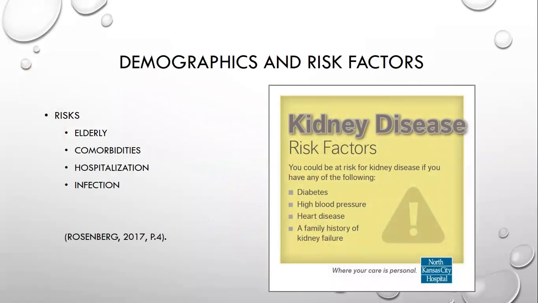Risk factors that are included for renal failure are the elderly, being hospitalized, comorbidities, and blockages in the blood vessels. The main comorbidities that put patients at risk for renal failure are heart disease, diabetes, hypertension, and any other type of renal conditions. Some of these conditions would include urinary tract obstruction or infections.